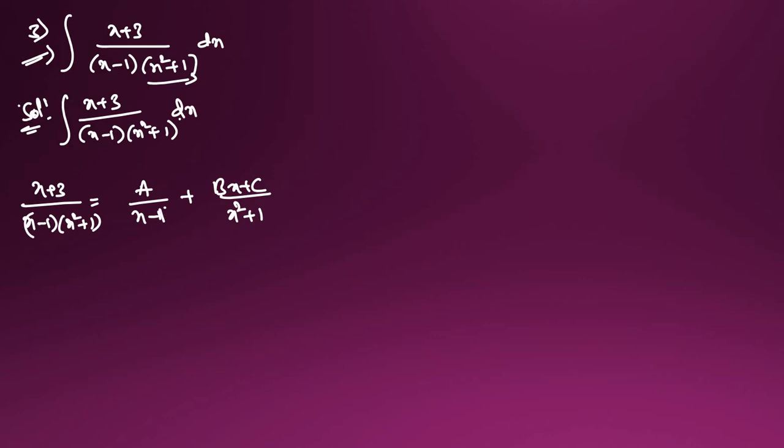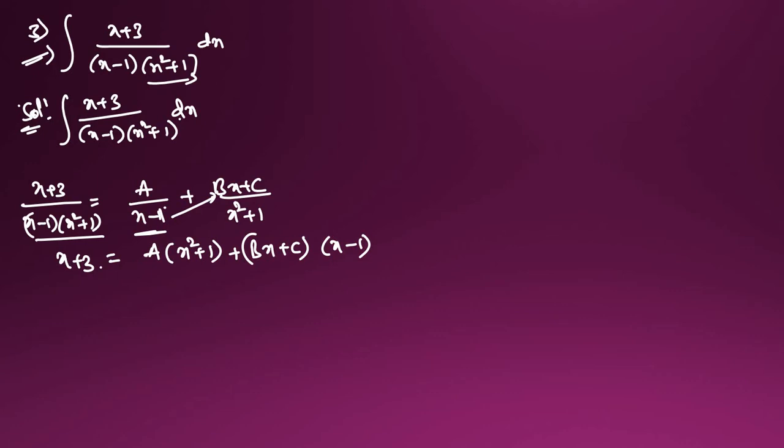Now here, this is cross multiplication: a into x square plus 1, plus bx plus c into x minus 1 will come here. And you know already the denominators will get cancelled, so x plus 3 will remain here. Now first I will put x is equal to 1 in this equation. So 1 plus 3 is equal to, 1 square means 1 only, so 2a will come here. If I substitute 1 in the other term, it will become 0, 0 into something is 0, so plus 0 will come here. So a is equal to what will come here?